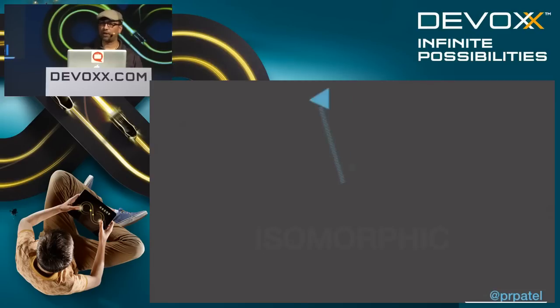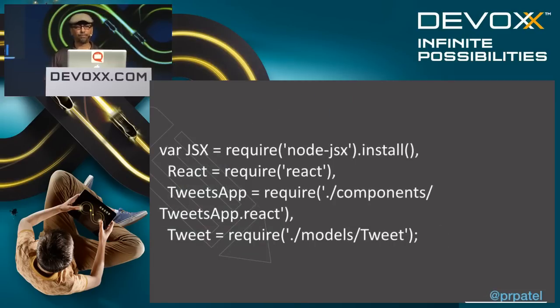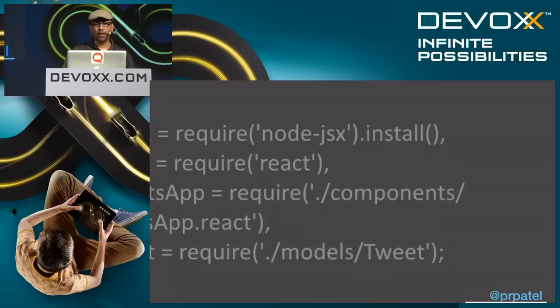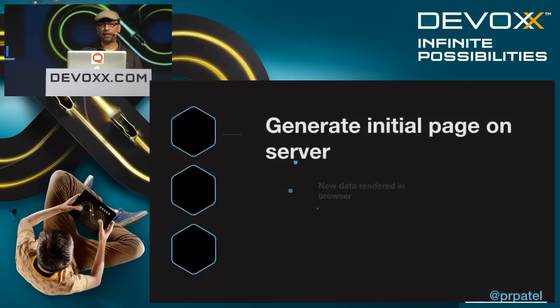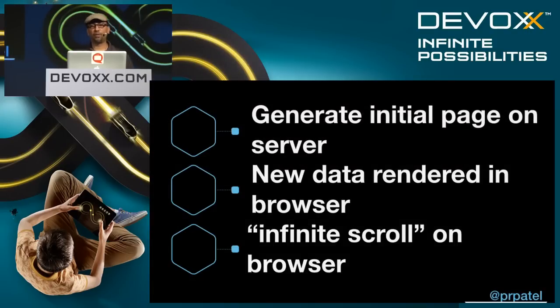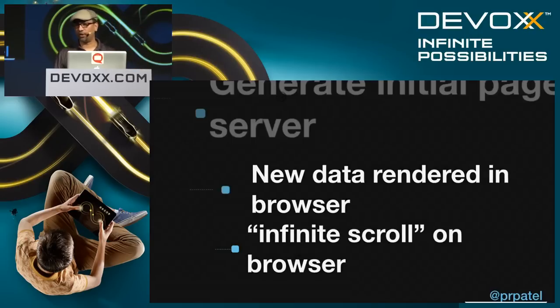Let's spend a couple more minutes talking about isomorphic. Right? So you saw that we used Browserify to take this code and change it so that it would go up onto the server, but we used specifically on the server React.renderComponentToString to actually render our component and then push it up. Right? So what we were doing is we generated the initial page on the server using renderComponentToString, and then when new data came in, we rendered that on the browser itself, and we also got the infinite scroll on the browser by essentially changing it in the browser itself.